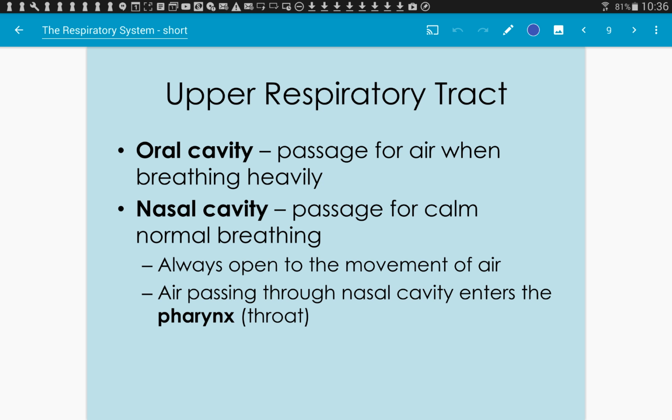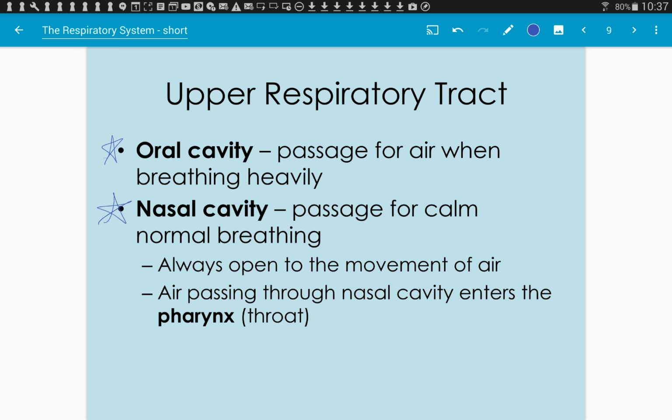So your oral cavity is a component of the respiratory system because you can breathe in through your mouth. Nasal cavity is also a component of the respiratory system, the other way you can bring air into it. Mouth and nasal cavity are the two ways you get air into your respiratory tract. Normally, you just use the nasal cavity. That's for regular, resting, normal, calm breathing.